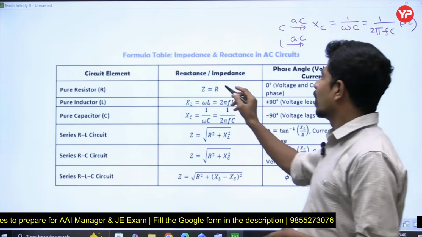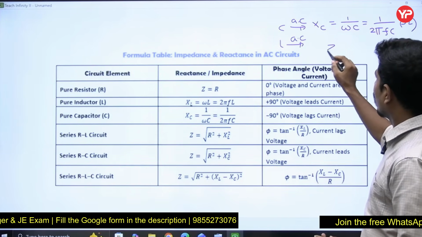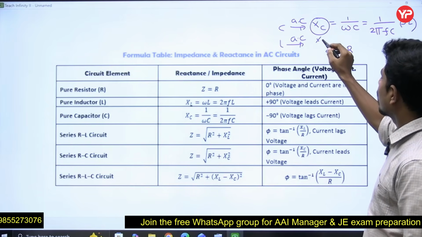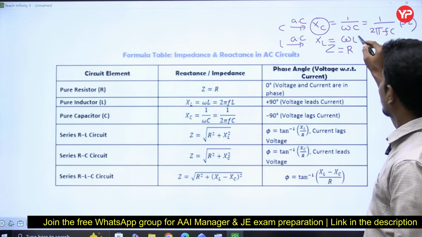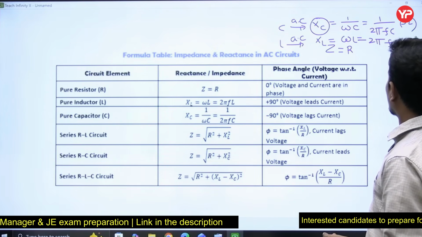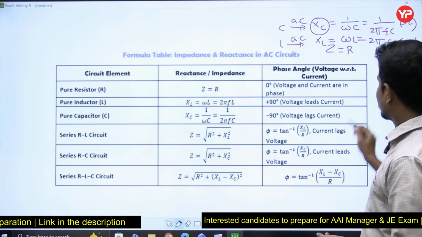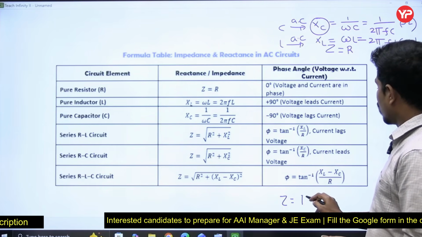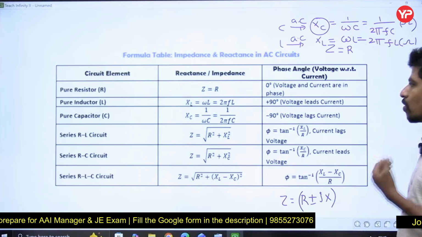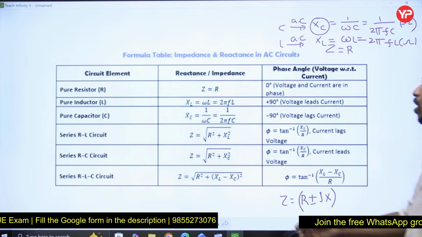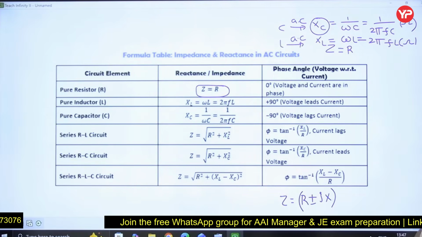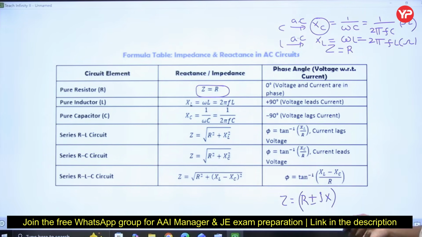Now see, this is called capacitive reactance. This is called inductive reactance. XL is equal to omega L, which is equal to 2 pi FL, whose units are ohms. Now Z is the impedance, which is the combination of resistance and reactances, right? For pure resistance, Z is directly equal to R, with no X term. Why? Because it does not have inductance or capacitance.